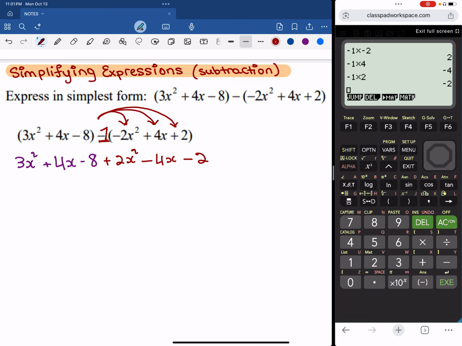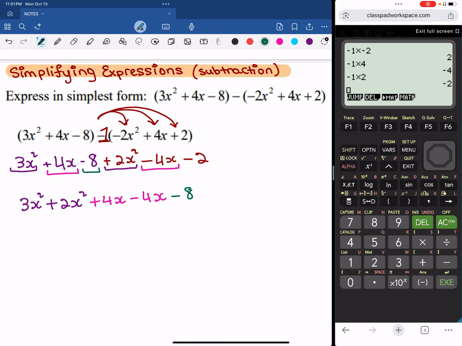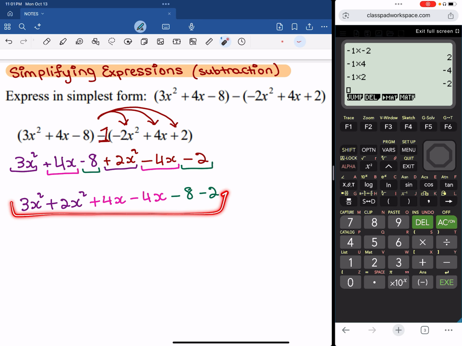So I have 3x squared, and the other like term is positive 2x squared. Then I have 4x, and the other like term is negative 4x. And then lastly, I have negative 8 and negative 2. Now all I have to do is combine the like terms by adding or subtracting the coefficients.